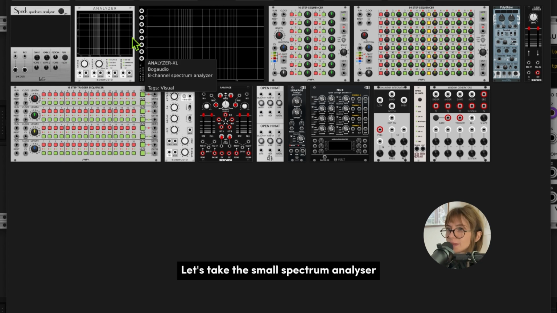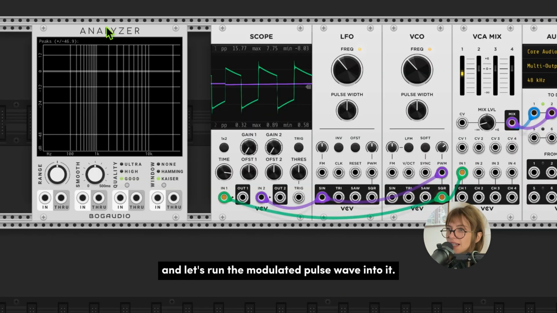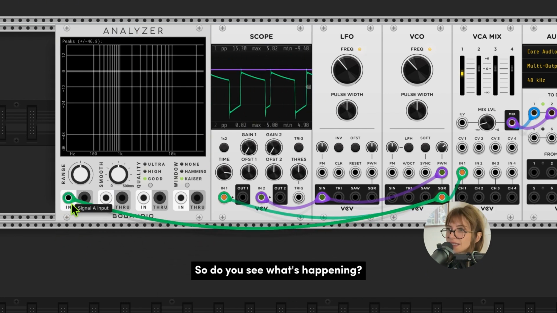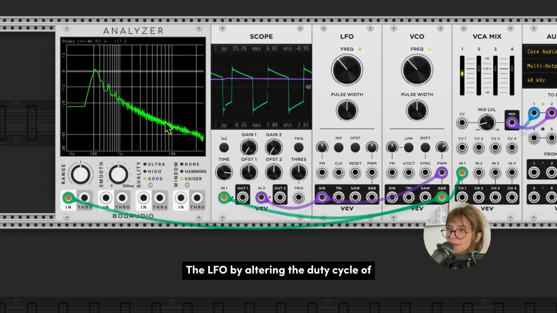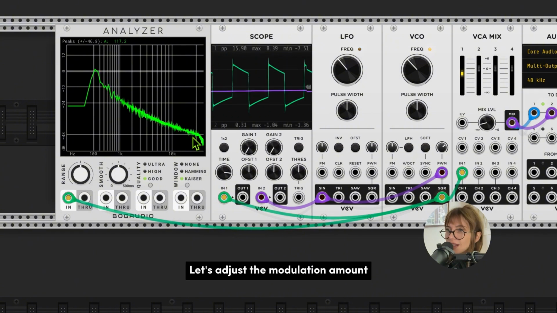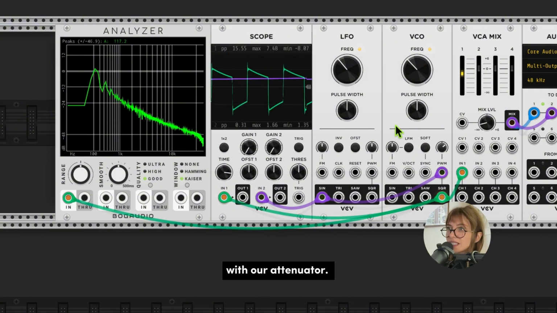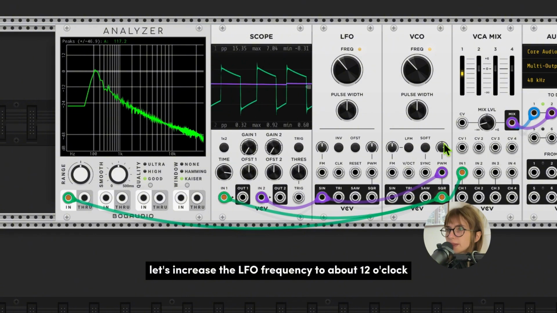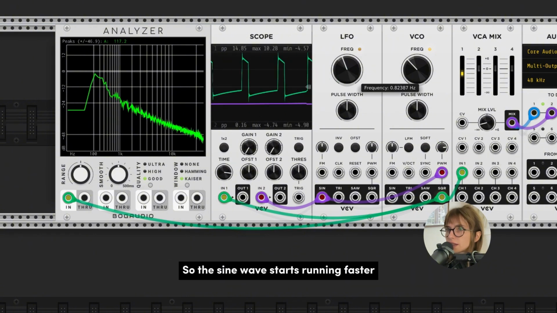Let's take the small spectrum analyzer and run the modulated pulse wave into it. So do you see what's happening? The LFO, by altering the duty cycle of the pulse wave, is constantly adding and removing the harmonics. Let's adjust the modulation amount with our attenuator. Let's increase the LFO frequency to about 12 o'clock, so the sine wave starts running faster and we get a faster modulation effect.